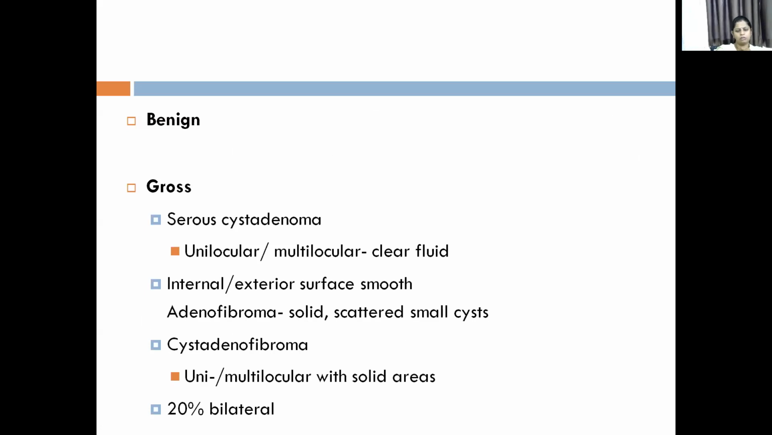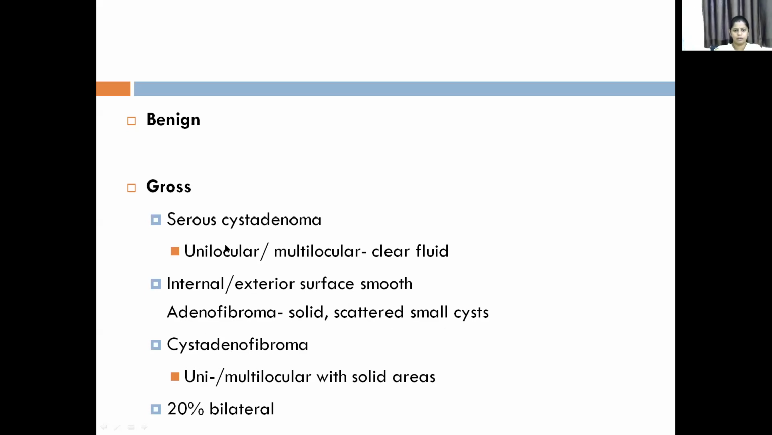Benign, on gross examination, these serous tumors, that is the serous cystadenomas, may be unilocular or multilocular, and once you cut open, you find clear watery fluid within them. The external surface is smooth. And in adenofibroma, that is when there is a fibrous part, it appears solid with some scattered small cysts between the solid areas.